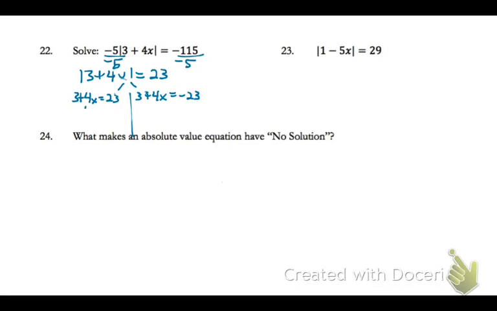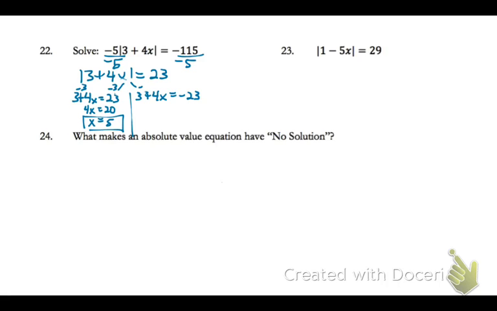So I'm subtracting 3. I'm not going to show that, I'll just fly it up above here to save space. So we'll have 4x equals 20. Going to divide by 4. So the first number that will make that absolute value statement true is 5.